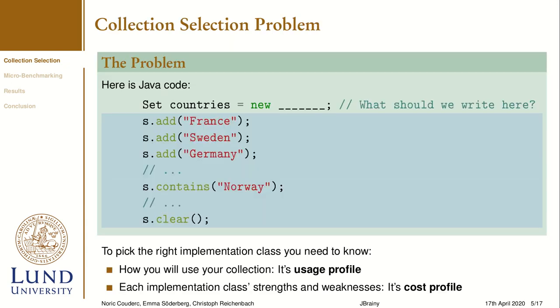So it seems that there is a mismatch here, and that's interesting. We can come back to our example and ask how I use my collection, which is highlighted in blue here. If I know how I use my collection, which we call its usage profile, and I know each implementation class's strengths and weaknesses, which we call the cost profile, then we can match both to pick the right implementation and get the best performance.